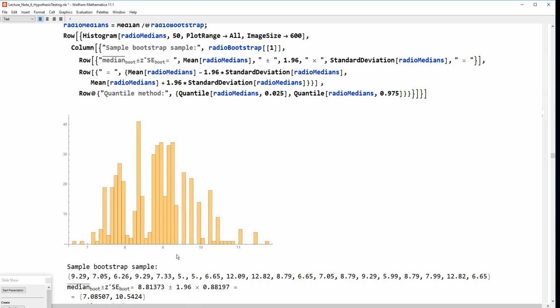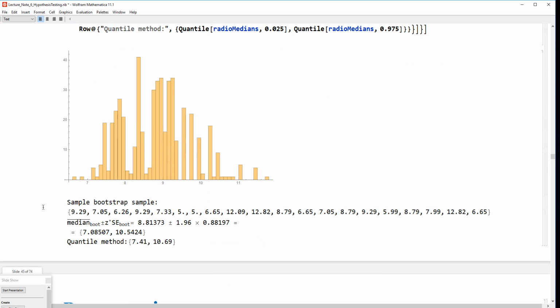And now the assumption is the distribution of this bootstrap sample follows the distribution of the population. And from this distribution, we now can compute confidence intervals, error margins. Yeah? I can give now the median value is 8.8 plus minus this number, which I couldn't do before.